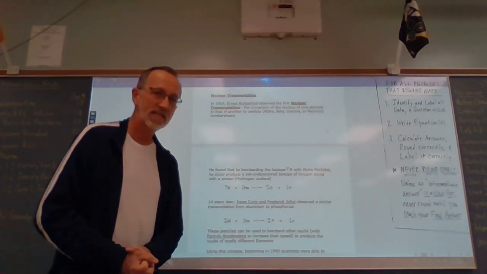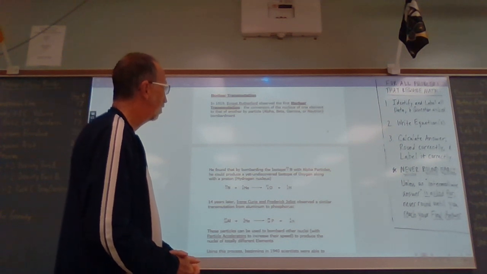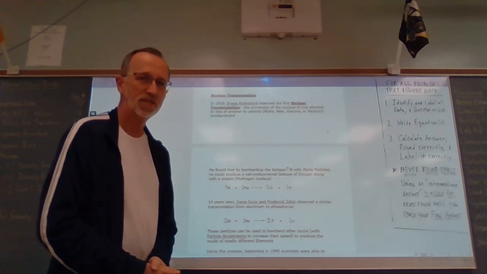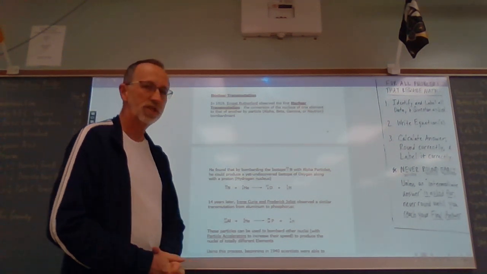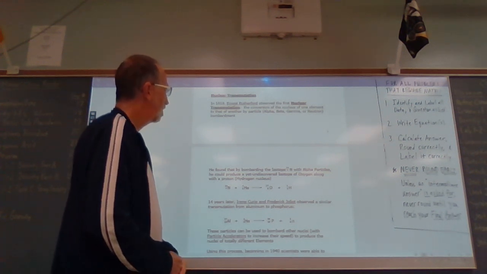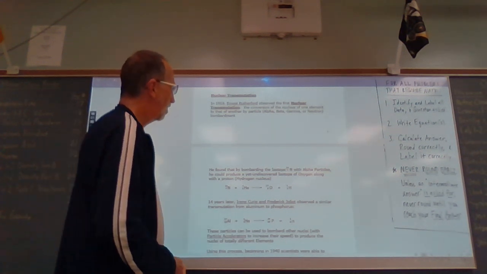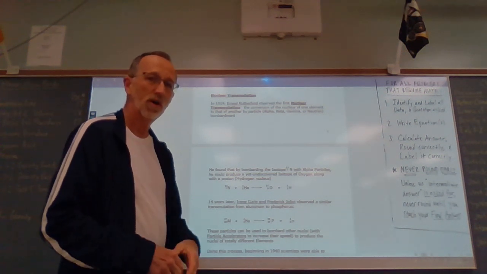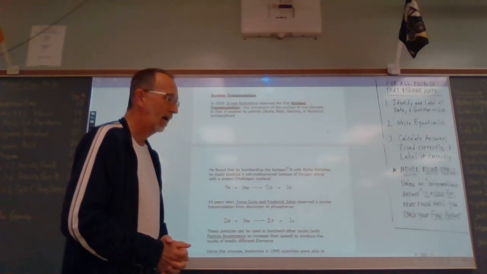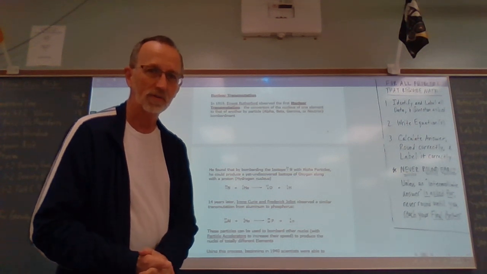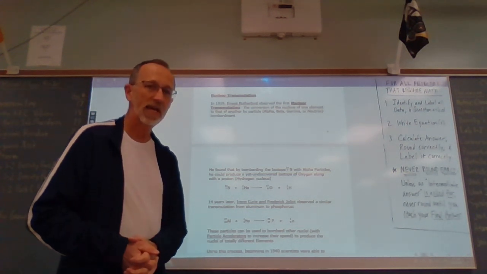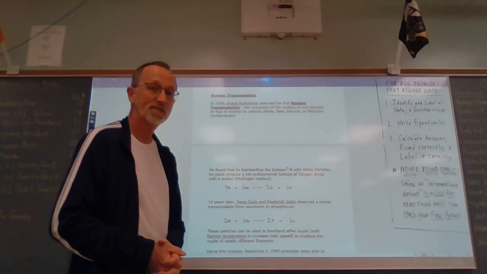So in 1919, Rutherford observed the first nuclear transmutation, which is the conversion of the nucleus of one element to that of another by particle bombardment. That particle could be one of our radioactive nuclear particles, that is, alpha, beta, or gamma, or it could also be a neutron.